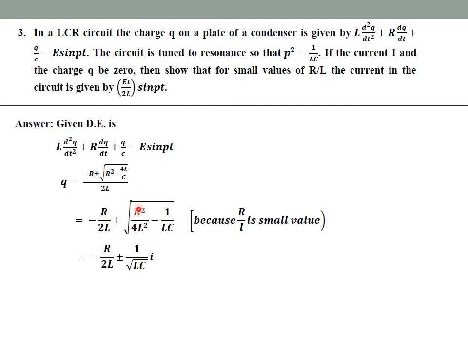See here, since r by L is small, I will remain only with 1 by root of LC into root of minus 1, which is i. Are you clear? I'll explain again, just listen carefully. This 2L I am taking inside, so it will become 4L square. Same way here, c into 4L square, correct? 4L will get cancelled, 1L will remain here. Am I right? Yes. So then they have given me the condition.